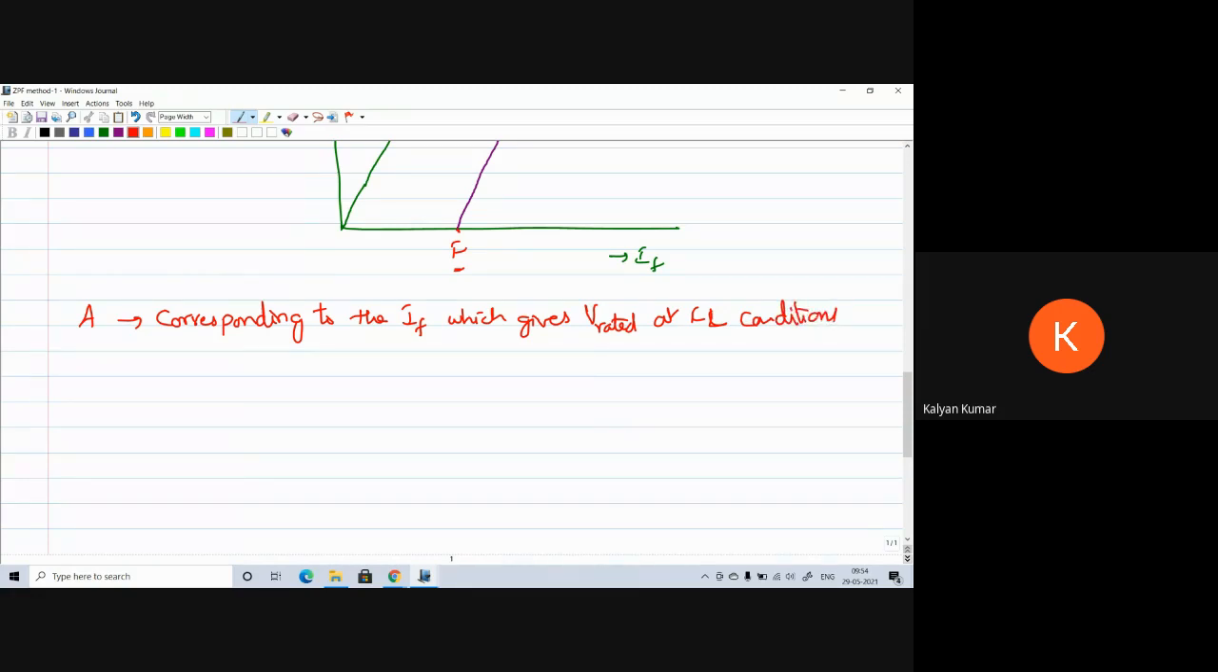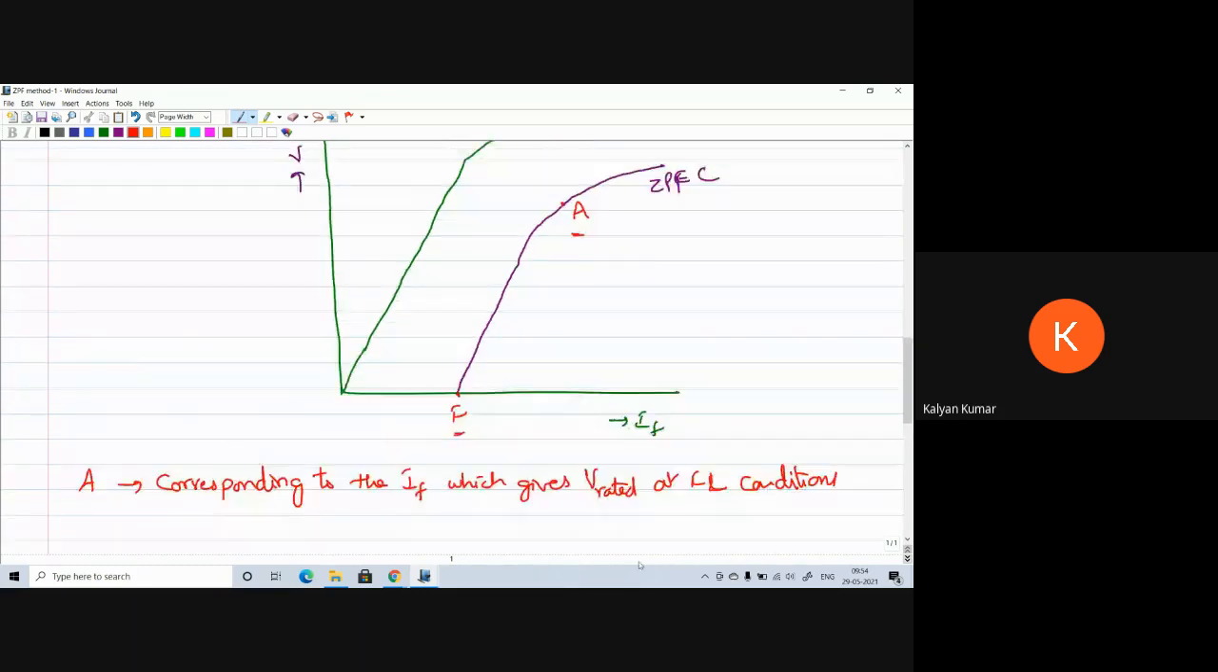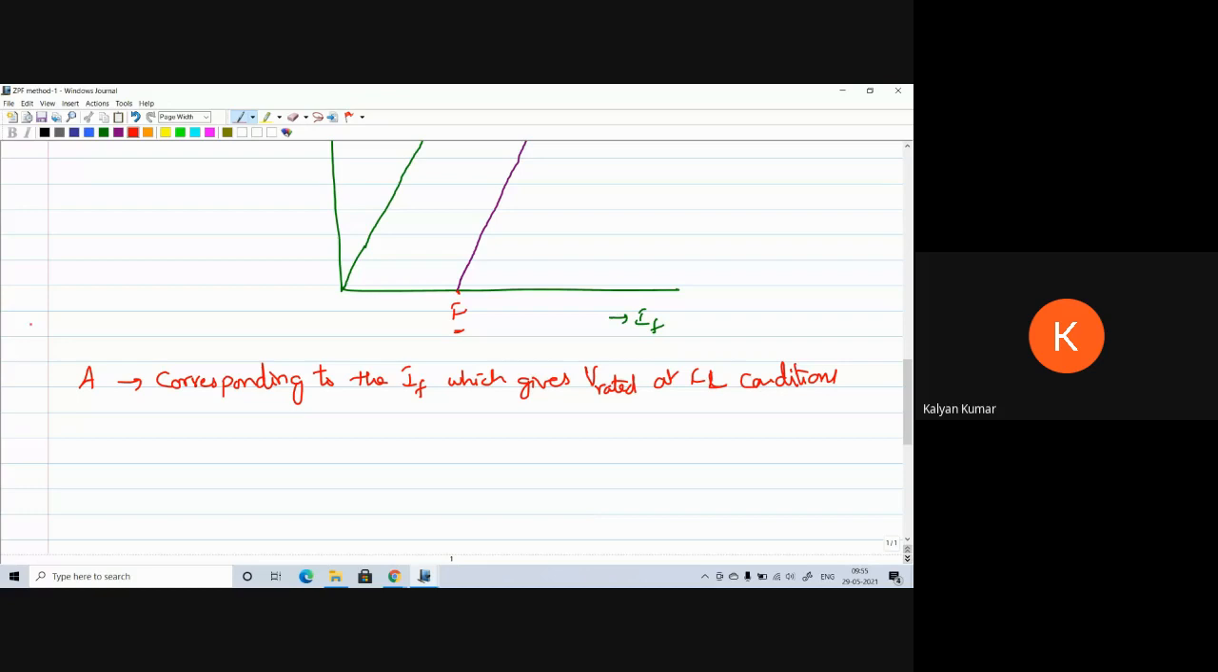So alternator లో full load current flow అయ్యేటప్పుడు full load terminal voltage load దగ్గర రావాలి అంటే ఎంత field current ఇవ్వాలో, ఆ field current కి corresponding గా మనకు point A వస్తుంది. Next, point F is obtained from the SC test. The field current required to circulate rated full load current gives the F point.